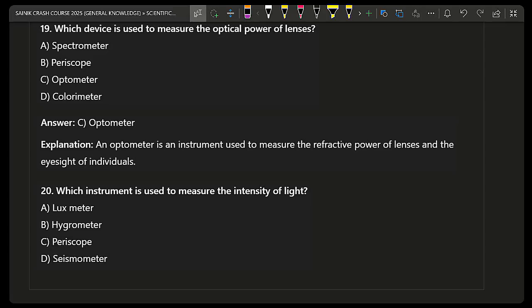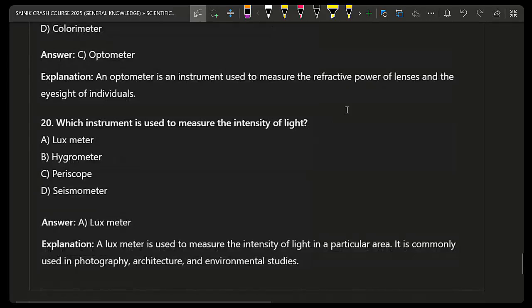Time up. And 5 students said seismometer, wrong answer. 8 students said periscope, wrong answer. 3 students said hygrometer, wrong answer. 10 students gave the correct answer, lux meter. So I told you already, by elimination method also you'll get the answer. Eliminate the things which you know, and remaining will be this one only. A lux meter is used to measure the intensity of light in a particular area. It is commonly used in photography, architecture, and environmental studies.